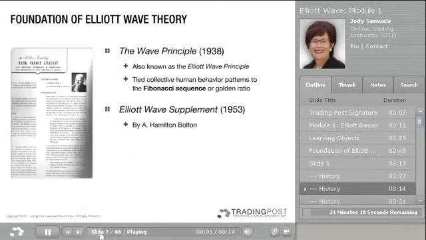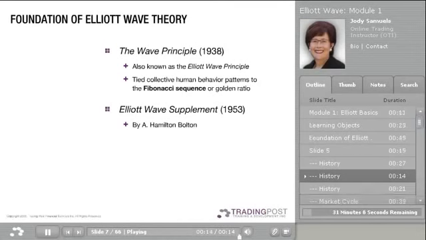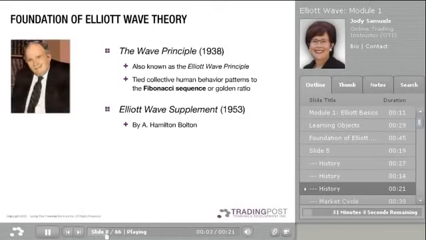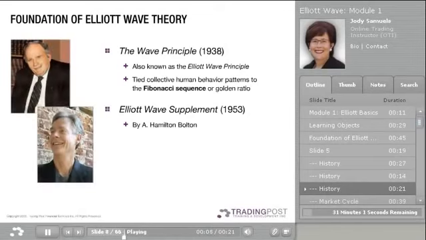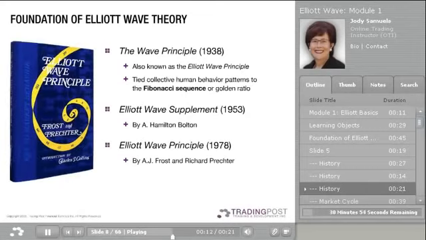In 1953, A. Hamilton Bolton, the founder of the Bank Credit Analyst, published the Elliott Wave Supplement. This annual report was published for the next 14 years until his death, at which point A.J. Frost, in collaboration with Robert Prechter, took over the supplements, and in 1978 together they wrote the Elliott Wave Principle, considered one of the definitive textbooks on wave theory. Prechter further published several other books on Elliott and his principles.